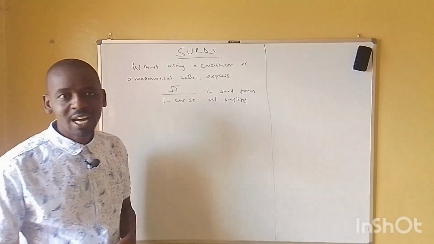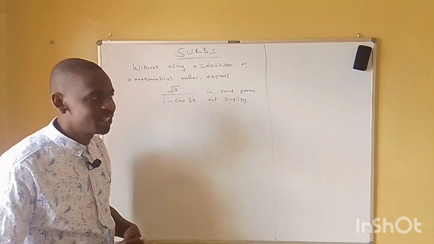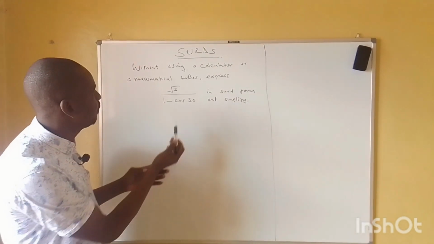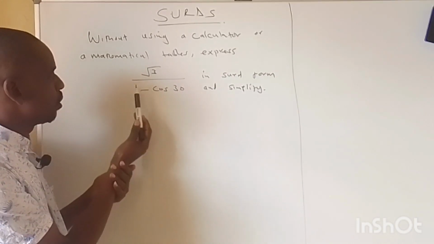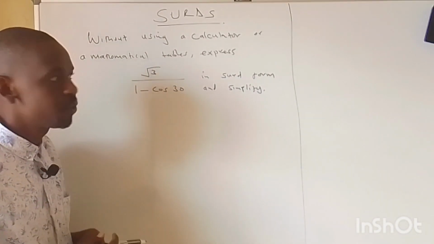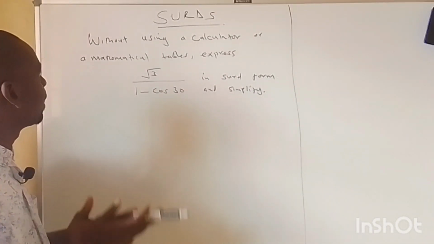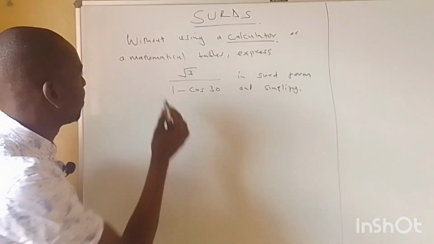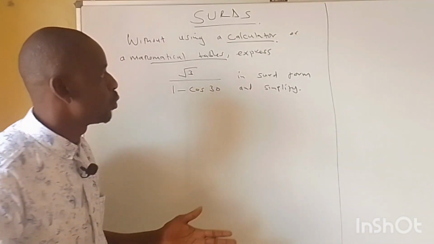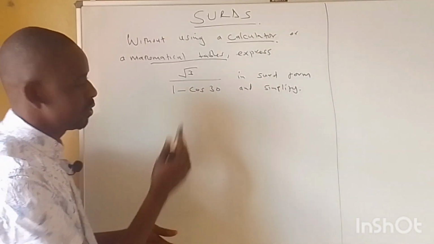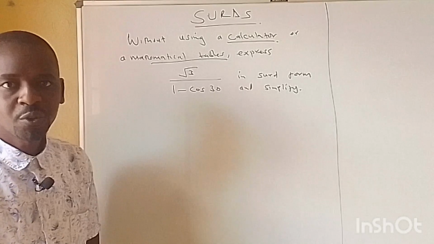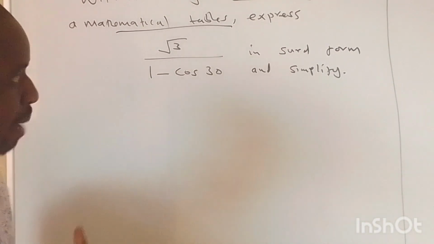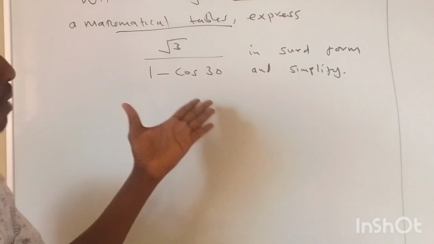Let's look at a question from surds today. The question is, we have the root of 3 over 1 minus the cos of 30, and the question says that without using a calculator or a mathematical table, we are told to express root 3 minus negative cos of 30 in surd form, and then you simplify. So the first part of it wants you to simplify this.